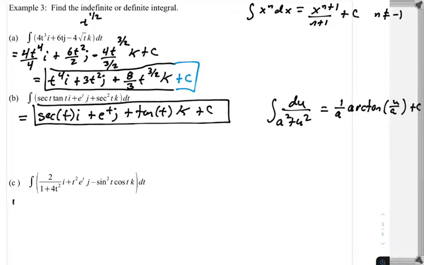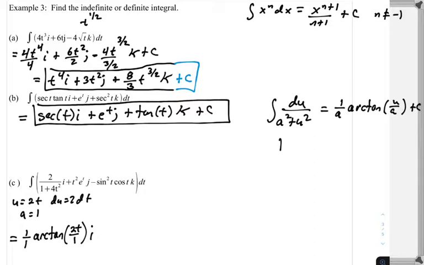Okay, so let's just focus on the i component there. So your u would be 2t, okay? So you would get 2t squared, which is the 4t squared you see in the denominator. Your du would be simply 2 dt, and then your a would be 1, and so we got a nice clean substitution. And so that's going to be 1 over a, so 1 over 1 arctangent of u over a, so 2t over 1, and that's your i component, all right?